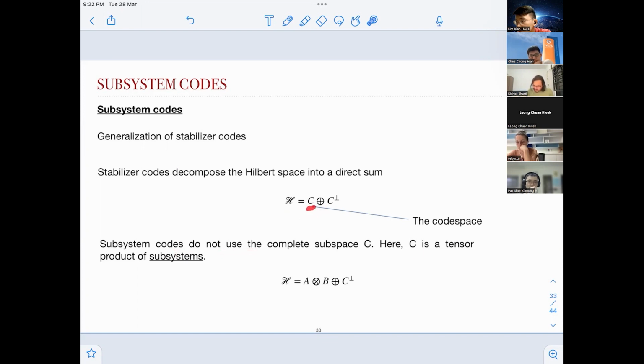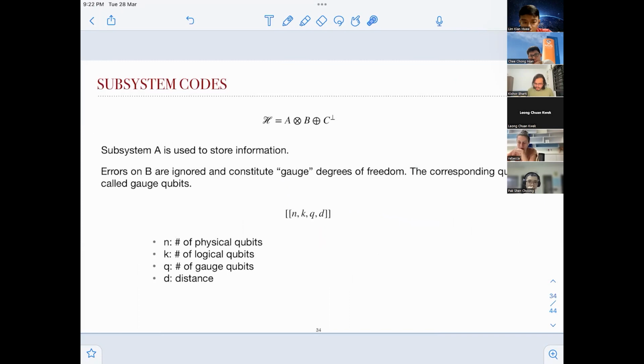But the subsystem codes do not use this complete subspace C. In their case, C is a tensor product of A tensor B. That's why it's called a subsystem code: C is A tensor B, a product of two subsystems. Here A is used to store information, but errors on B are ignored, and they constitute gauge degrees of freedom. The corresponding qubits you can think of as the gauge qubits. So if you have n physical qubits, k logical qubits, q gauge qubits, and the distance is d, you denote it as [[n,k,q,d]].